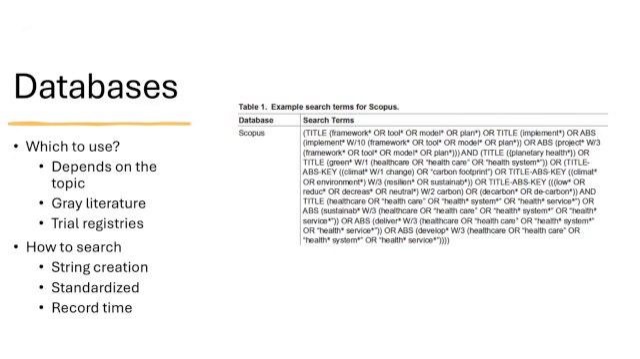You also have to think about how to search a database. String creation is really important. A search string is the combination of words that you use to ask for a particular type of information. These tend to be standardized when we're using literature reviews as research, and you want to record the time in which you used a particular string so that you know what literature was available.